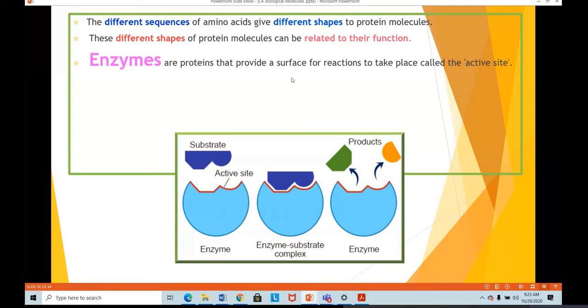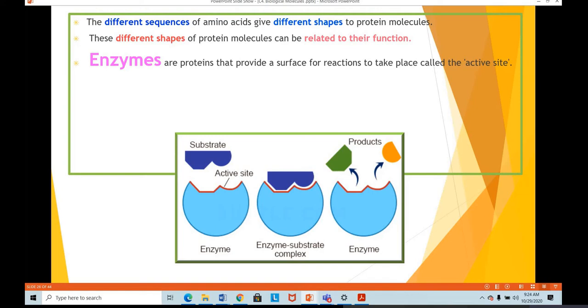Enzymes are proteins that provide a surface for reactions to take place, called the active site. These enzymes have various functions in our body. They help in aiding digestion, and especially the metabolic reactions which take place during digestion in our body need enzymes. For example, the salivary amylase, which is present in our saliva, the pepsin, which is released in our stomach, and various other enzymes which are released in our body in order to carry out these metabolic reactions. So enzymes act as catalysts in these reactions.